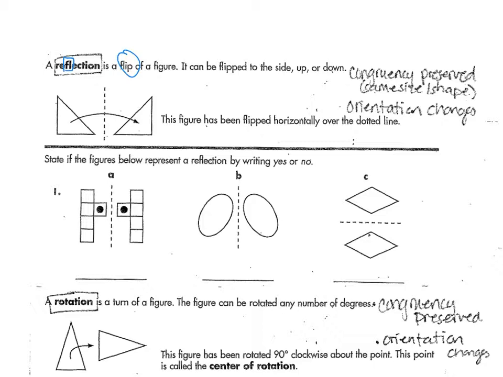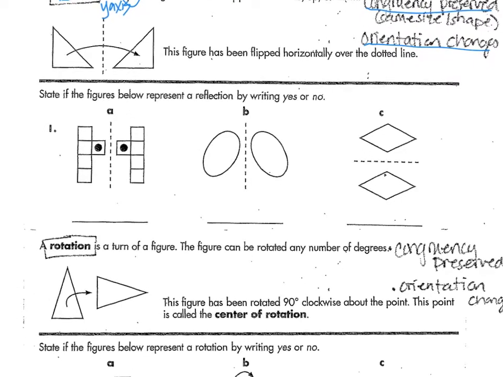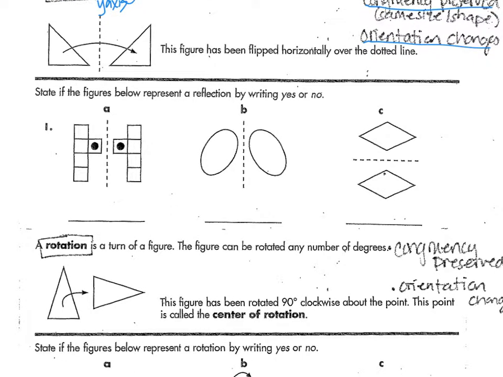The figure has been flipped horizontally over the dotted line. So it's been flipped over the y-axis. Your shape is either going to flip over the y or the x-axis when we talk about them. And so we're going to identify if the congruency is preserved, if it's the same size, same shape, and if the orientation changes or is preserved. So state if the figure below represents a reflection by writing yes or no.